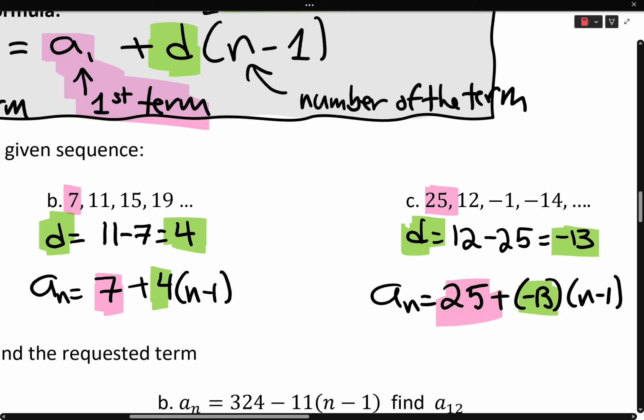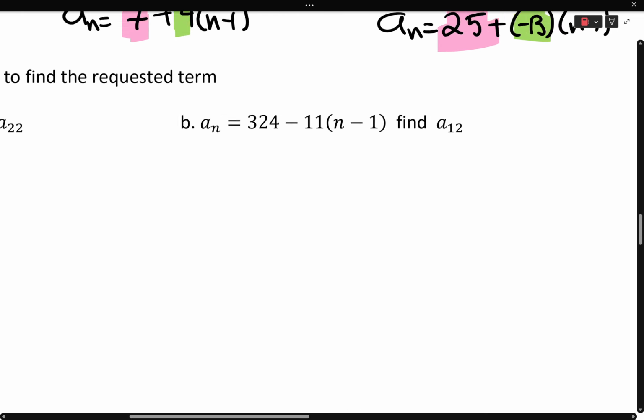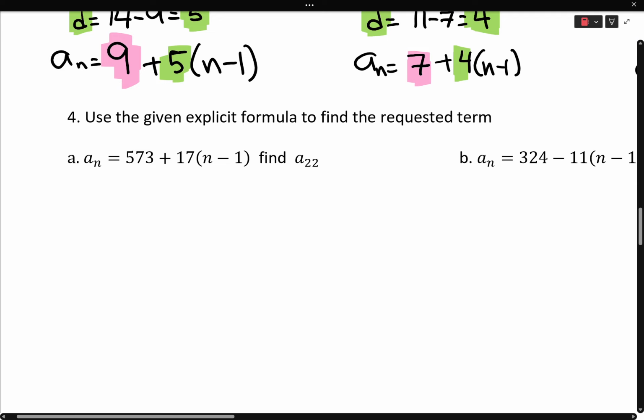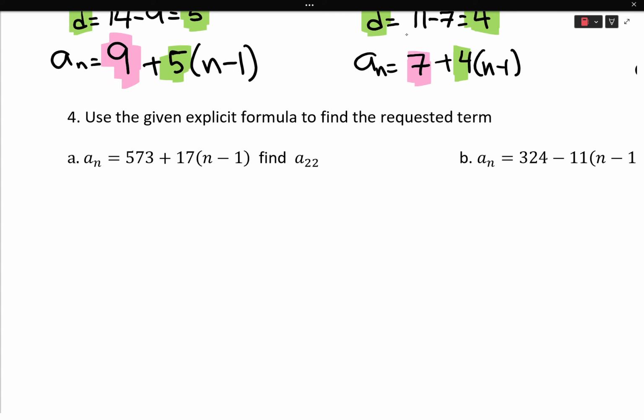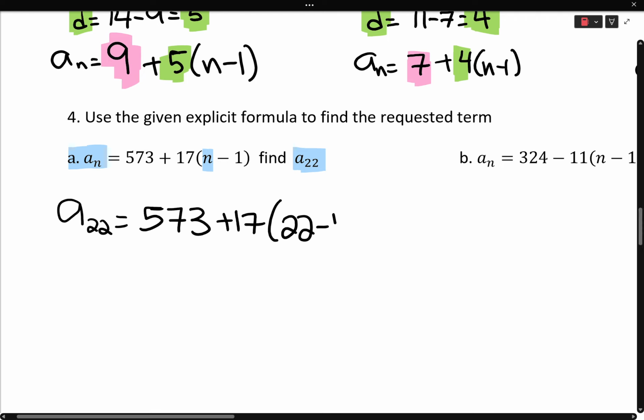Now, let's actually take it and apply it. So let's find a term, just like we did in number 2, but this time we're going to do it in number 4. Given the explicit formula, here it is. Let's find a_22. If we're looking for a_22, that n right here is the same 22 as the a has. So this is how the formula will look. a_22 equals 573 plus 17 times (22 minus 1). So those n's, those letters, are absolutely related.